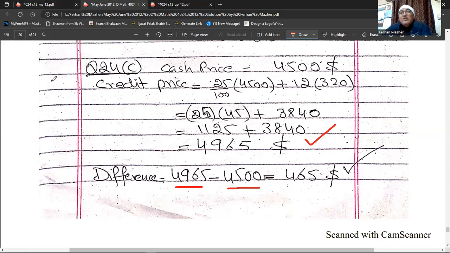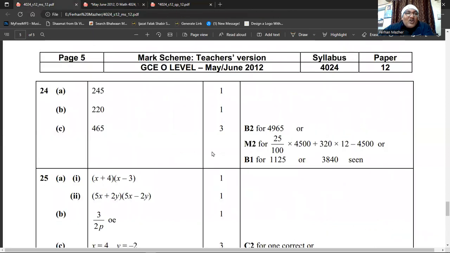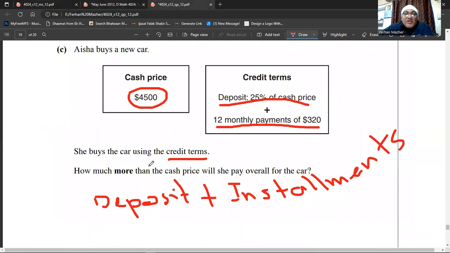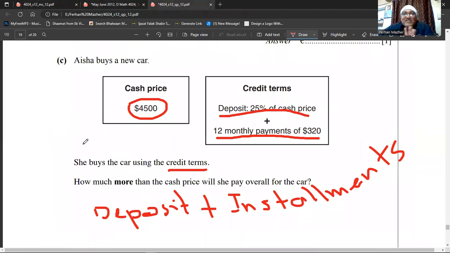Whenever you get something on hire purchase, whenever you buy something on credit terms or installments, you have to pay more money compared to the cash price. In this case, you have to pay extra. How much? $465. $465 is the right answer, sir. I hope you understand this question. That was question number 24, part C.